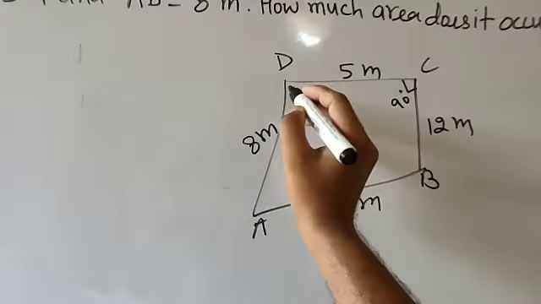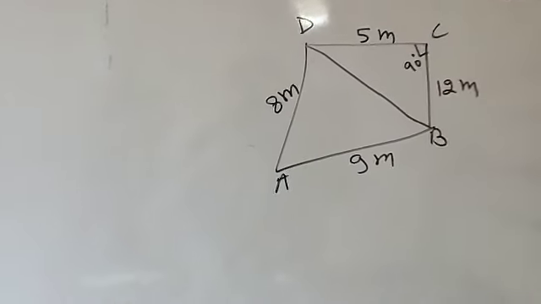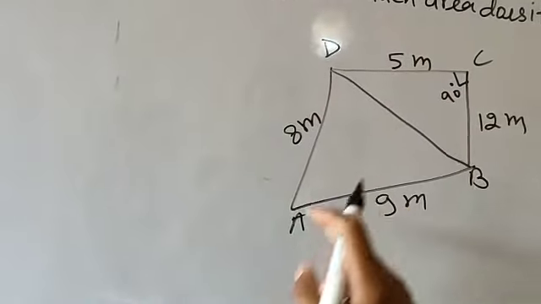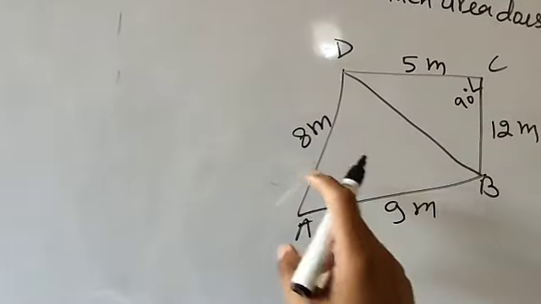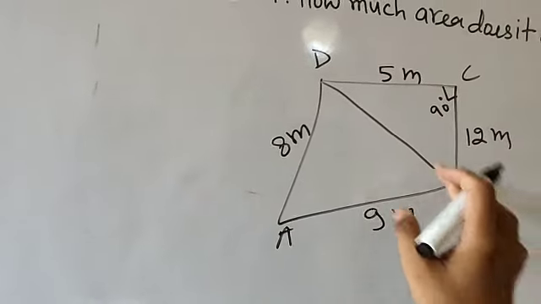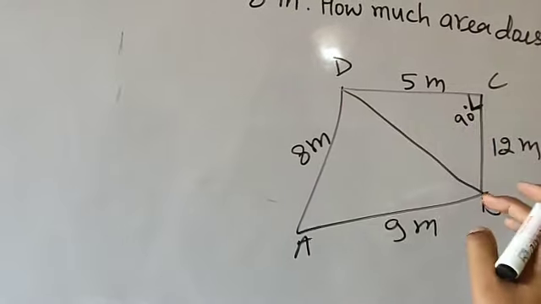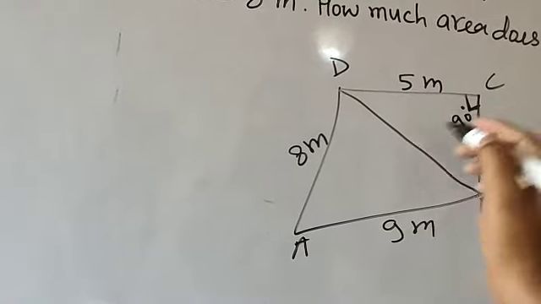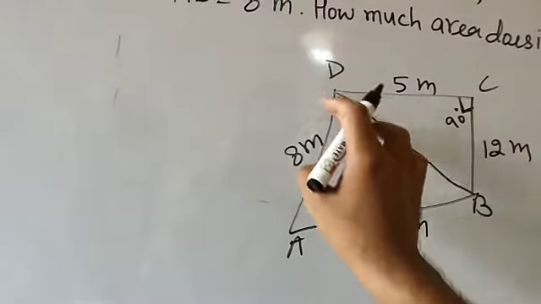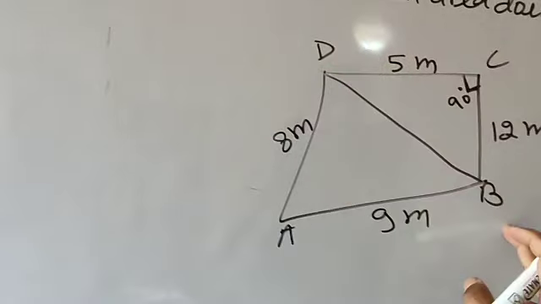So students, if you join the diagonal BD, then the quadrilateral will be divided into two triangles. To find the area of both triangles, in triangle ABD the first side is 8, the second is 9 meter, but BD is not given here. So how will you get BD? By using the Pythagoras theorem in triangle BCD, which has a 90 degree angle, so BD is the hypotenuse. So first I am going to get the length of BD.